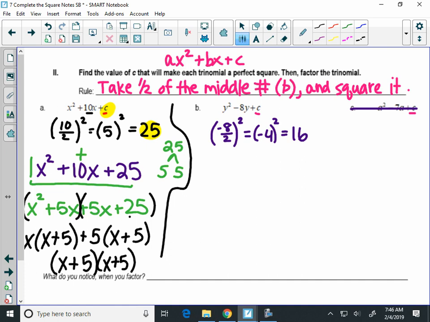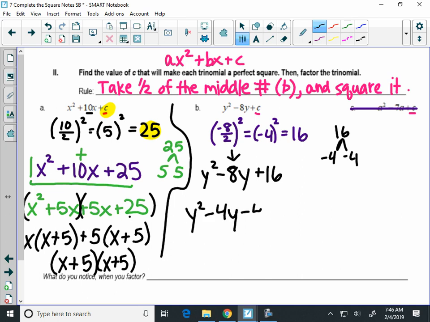Well, let's take the long way to factor this again. We'll have y squared minus 8y plus 16. And I want to find two numbers that multiply to 16 and add to negative 8. That would be -4 and -4. Now the long way to split the middle here would be y squared minus 4y minus 4y plus 16.